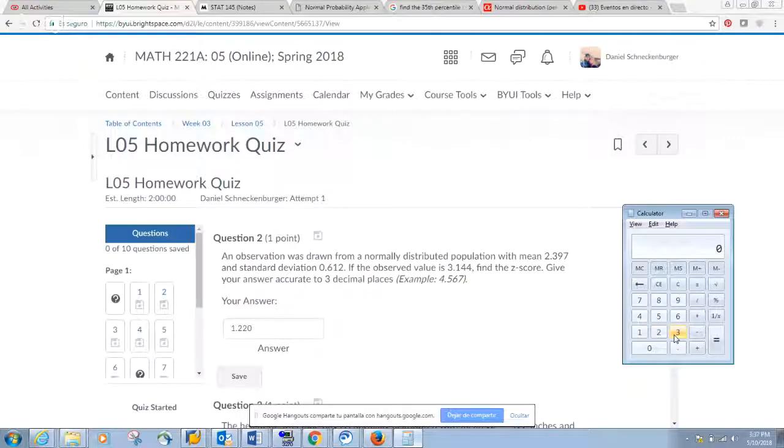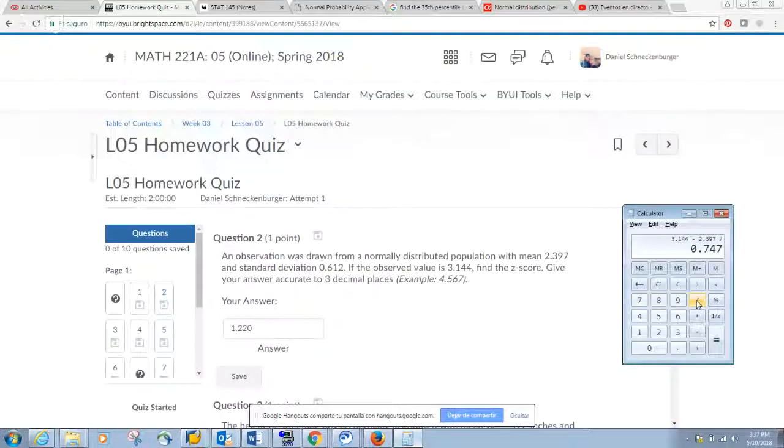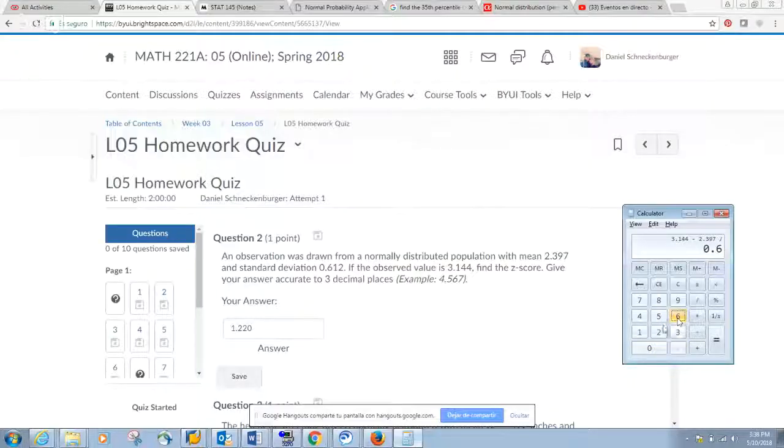If the observed value is 3.144, we have to subtract the mean, which is 2.397, and then divide by the standard deviation, right? Yes. So it's 0.612. That would give us 1.220.